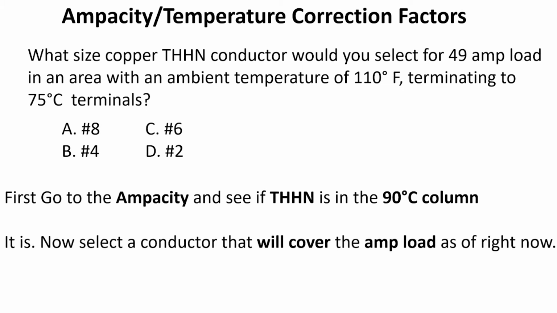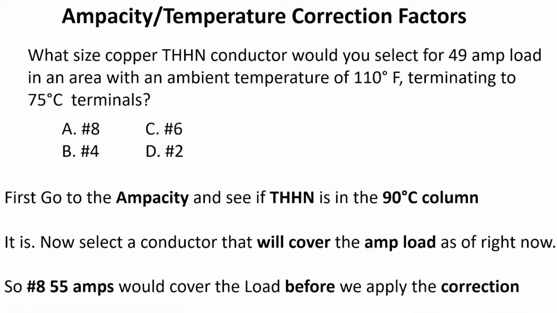Now we need to figure out what conductors will cover the amp load as of right now. So you just have to find somewhere to start. First, select a conductor that can carry the 49 amps before the adjustment factors. We find that on the 90 degree C chart, number 8 wire is good for 55 amps. So that will handle our load as is before we apply any correction factors. So let's carry on.